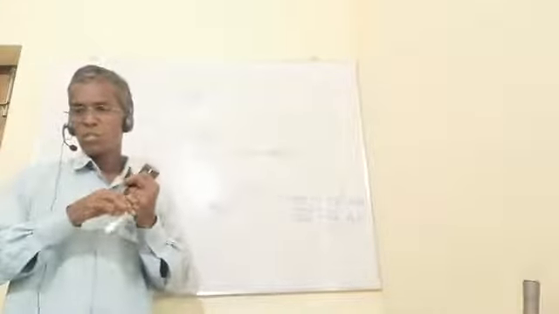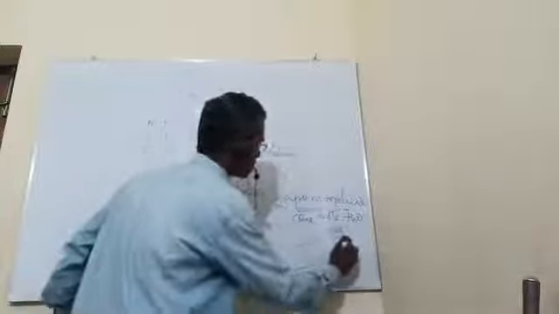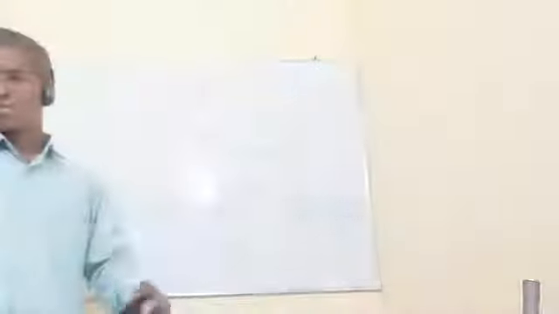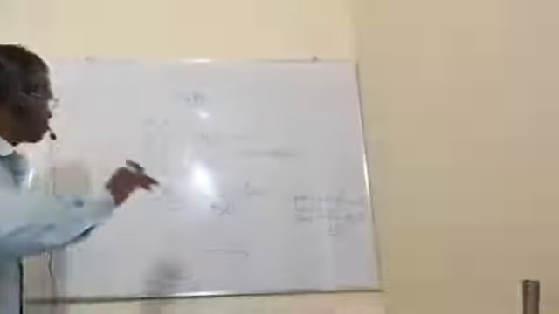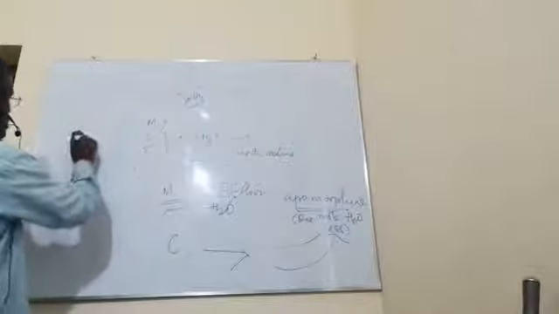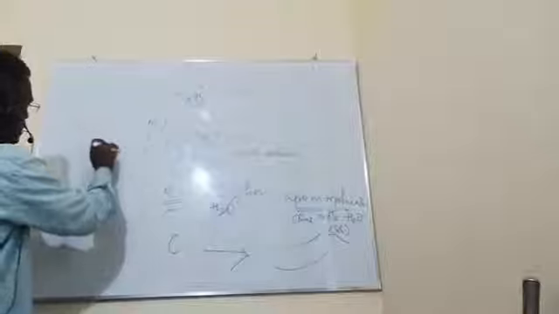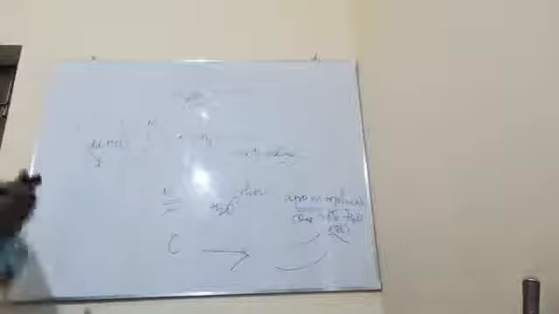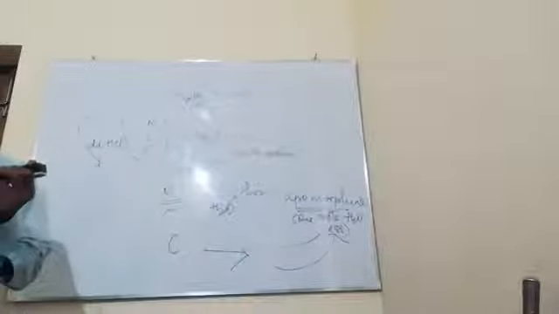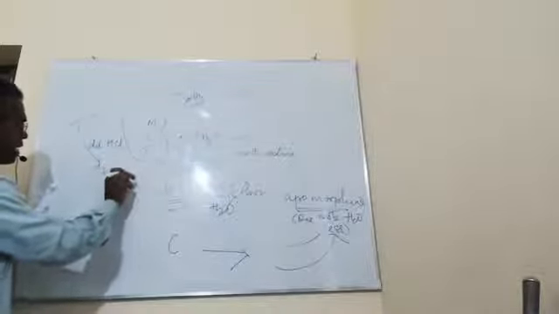As far as codeine is concerned, codeine also gives the same product, one water molecule less compared to morphine. Whereas thebaine behaves differently. When thebaine is treated with dilute HCl, it gives a product, namely thebenine.